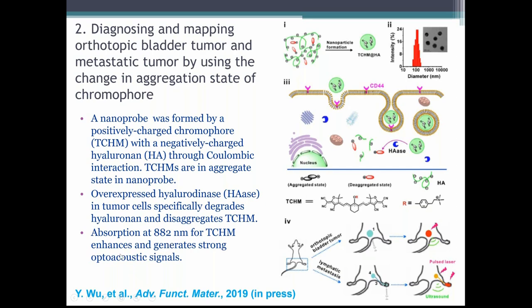In this way, the absorption at 882 nanometers for TCHM chromophore enhances and correspondingly generates strong optoacoustic signals. Another advantage of using hyaluronan as the substrate for the nanoprobe is that hyaluronan can selectively bind with CD44, which is overexpressed on the cancer cell surface. Therefore, the nanoprobe can be efficiently uptaken by cancer cells via CD44-mediated endocytosis.